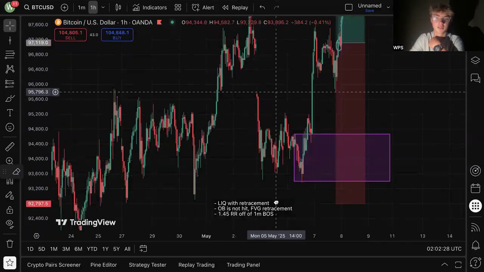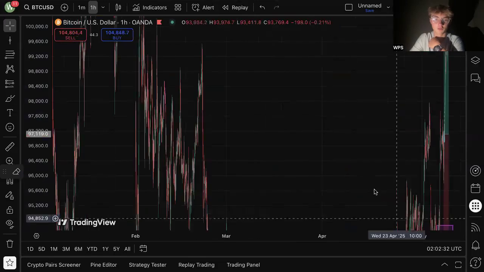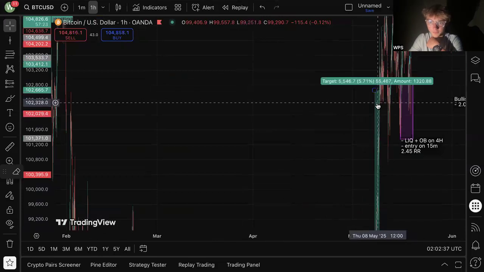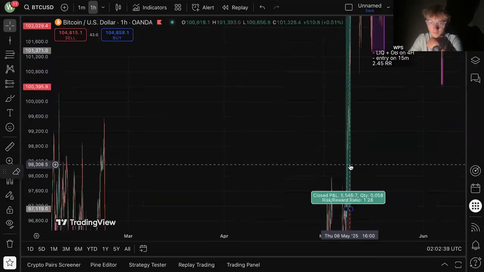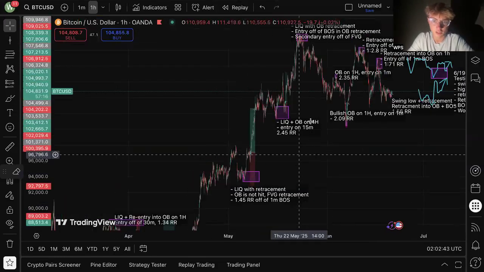below here, take profit. Since it's so high up, we'd have to go a long ways away, likely up here, which would be a 1.28 RR trade.